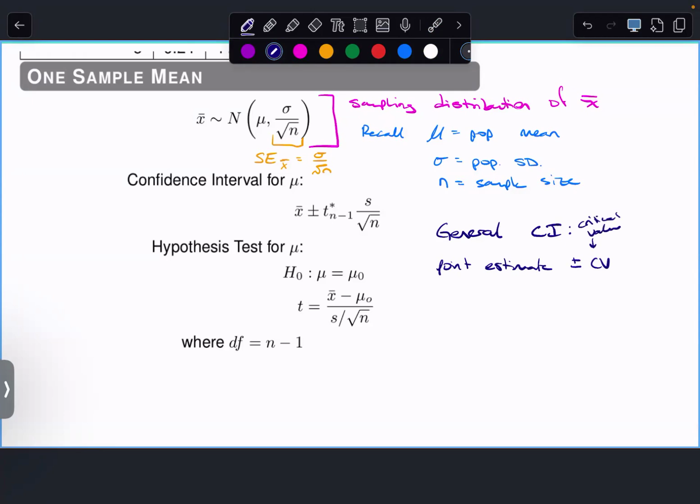Critical value. It used to be Z star, but now it's going to be a T star. But again, it just determines the width of your interval. And then times the standard error of the point estimate.